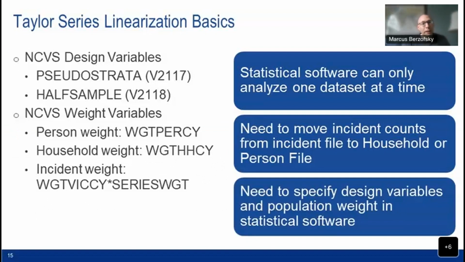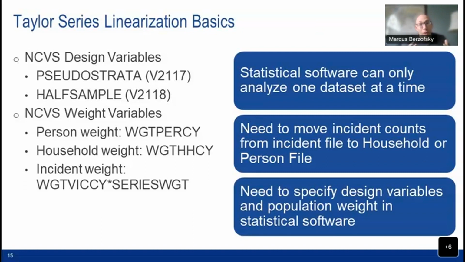So in terms of some basics on Taylor series linearization, in terms of how to use it, you do, as I mentioned, need to know the design variables, and there are two such variables on the NCVS. The pseudo strata, which, if you're using the public use file, is V2117, and then the half sample variable, which is V2118, and that's the clustering variable. And then there are the NCVS weight variables. There are three, depending on which file you're using. The person weight, the household weight, and then the incident weight, which is the victimization weight, and in most cases you multiply that by the series weight. So if it's a series incident, that will inflate the victimization weight.